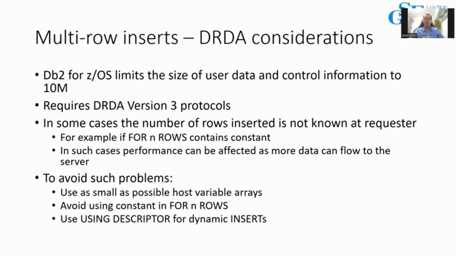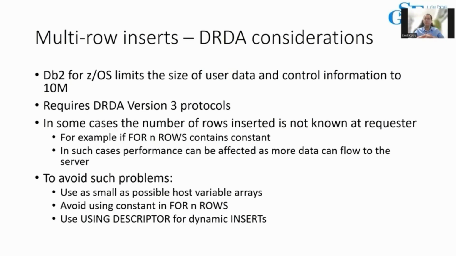Also, one of the things you need to consider is that in some cases, the number of rows inserted is not known at the requester, which means that the DRDA requester, if it's a DB2 for z/OS, may not know what's really the number of rows to be inserted. And this can happen if the FOR n ROWS contains a constant, because in that case, your application or precompiler knows, it's in the precompiler, but DRDA doesn't know. So in this case, the performance can be affected.